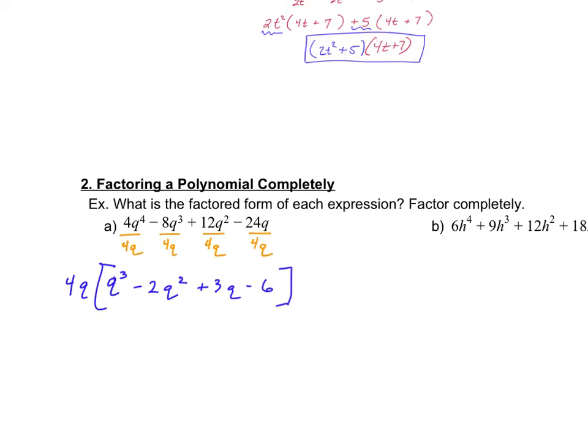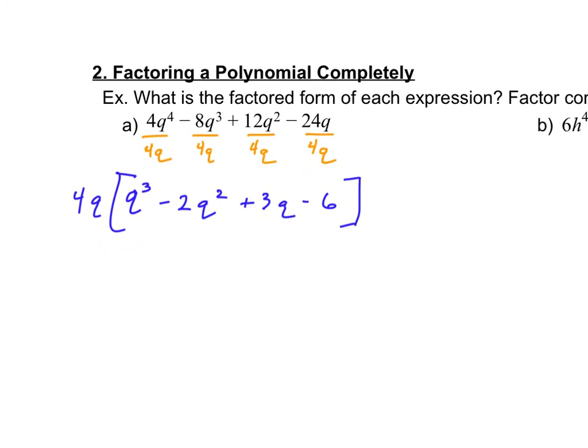And that was my first step. I looked for that greatest common factor. Now I look at this, and I do have a higher order polynomial. It's cubed. Looking at it, could I do some factoring by grouping? Well, I could take these two, and I could take these two and do some factoring.